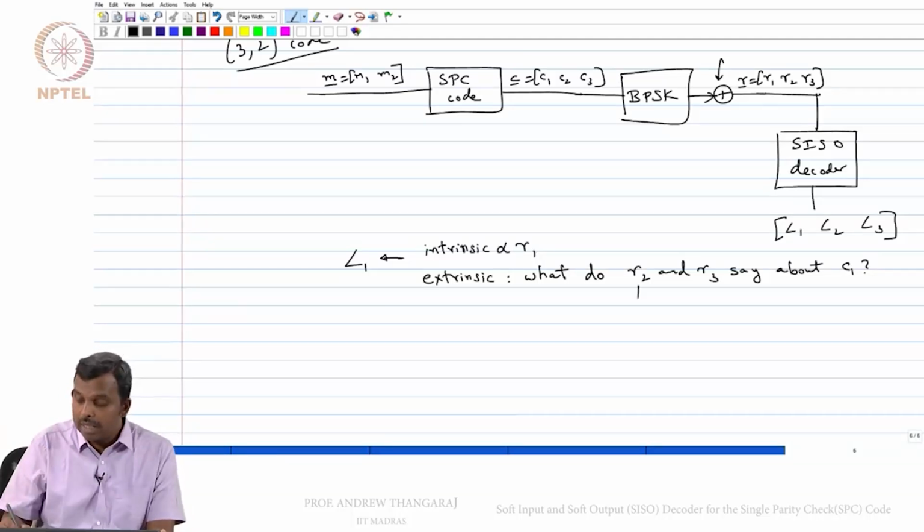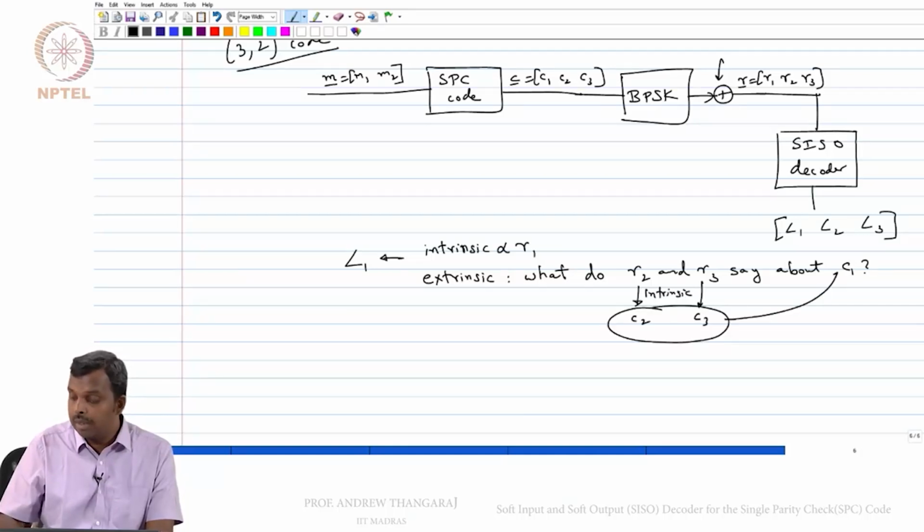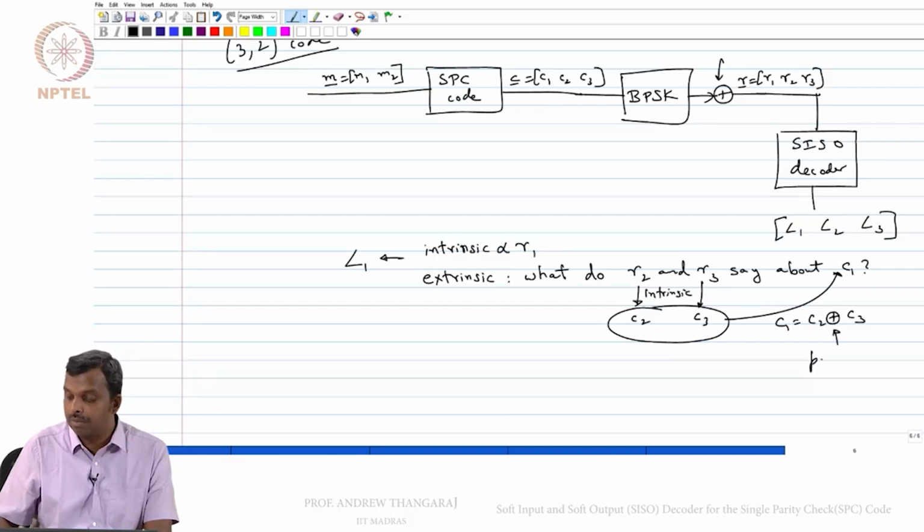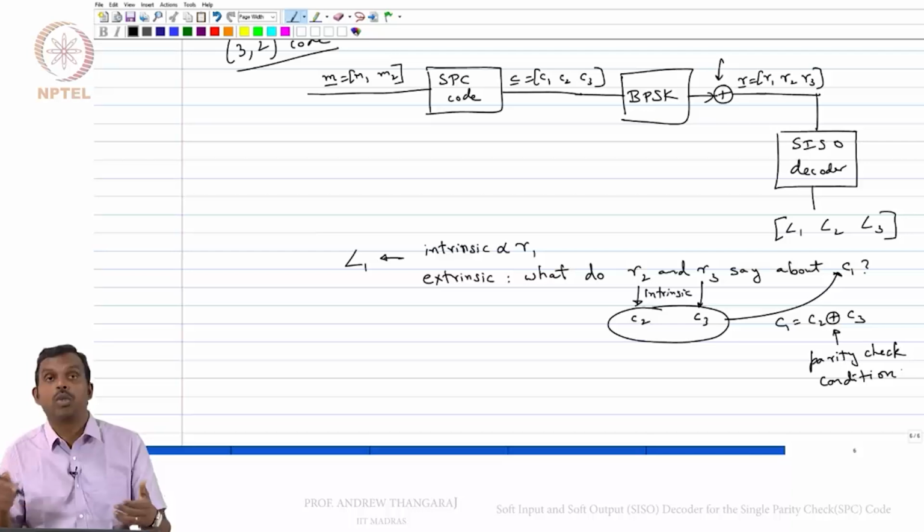R2 says something intrinsic about C2. Likewise, R3 also says something intrinsic about C3, but what do C2 and C3 tell about C1? C1 equals C2 XOR C3. This comes from the parity check condition.